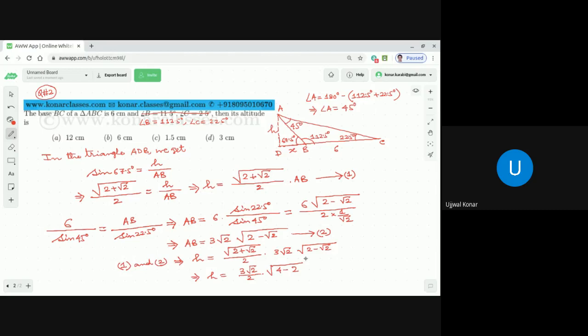Square root of a plus b into a minus b is a square minus b square, that is 2 square minus root 2 whole square, that is 4 minus 2. Square root of 4 minus 2 is what? Root 2. So 3 into 2 by 2, that is equal to 3. So we get the required altitude as 3 centimeter, and we get the correct option as option D. Any doubt, dear students, please do let me know.